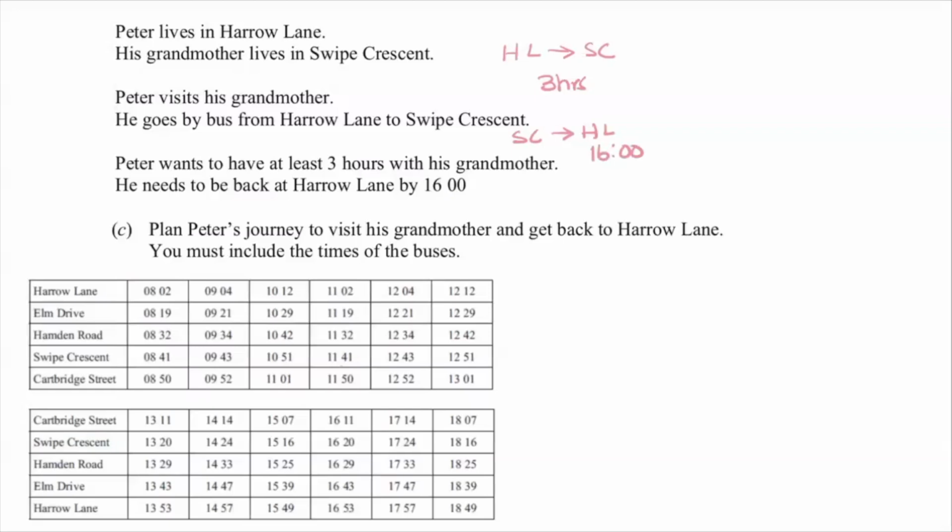Now, if I'm going to do this backwards, I'm going to start with the SC to HL, so that is the second one. Swipe Crescent to Harrow Lane. I have to be in Harrow Lane by 1600. Now, this gets me in too late. This one gets me in with plenty of time. So this is the bus that I want to be on, which means I am catching it at 15:16 and I'm getting in at 15:49. So that's part of my journey.